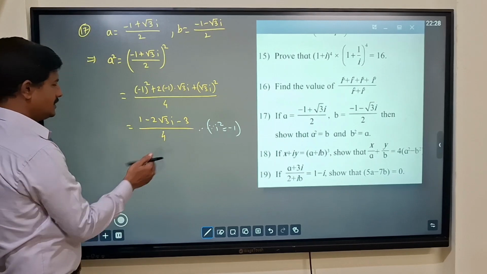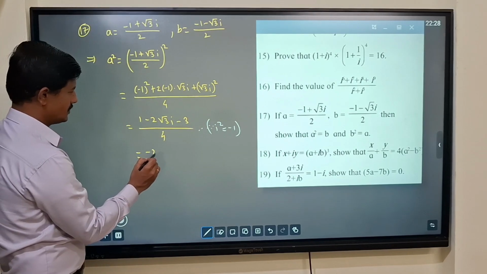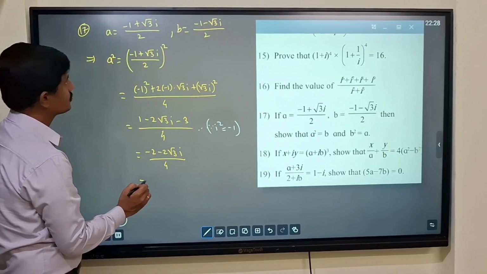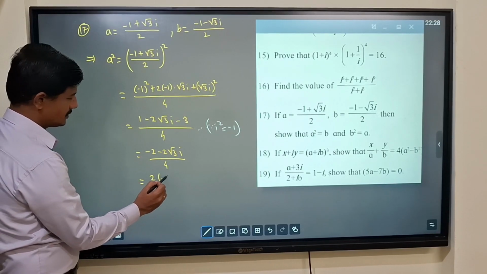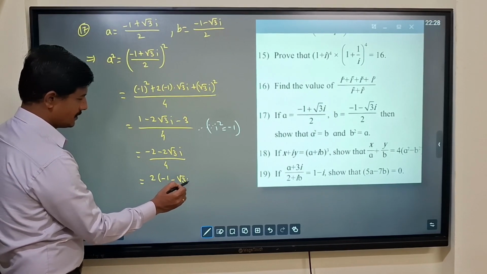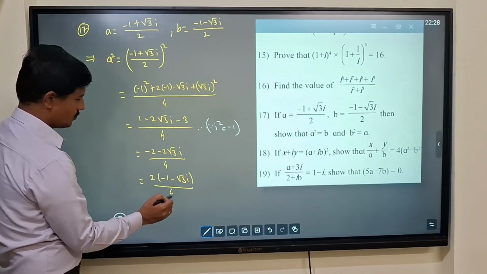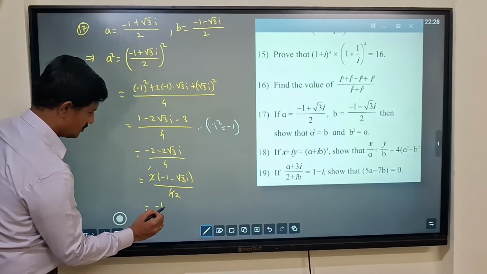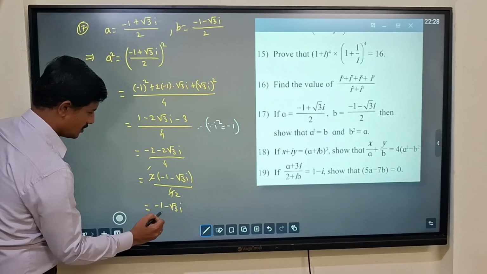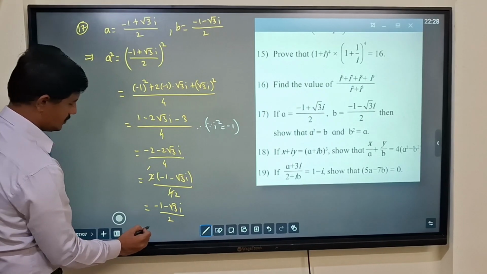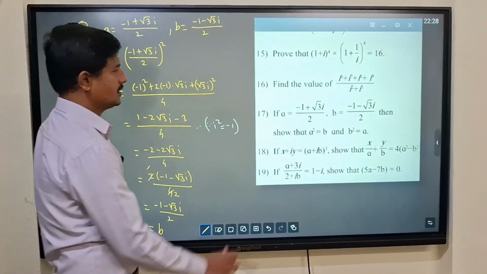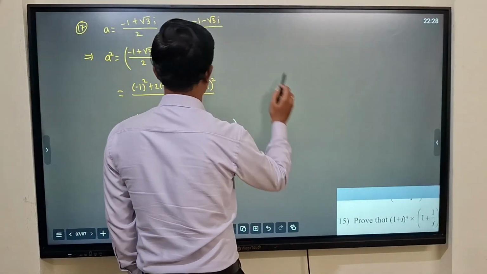Now 1 minus 3 is minus 2, so we get minus 2 root 3 i by 4. So 2 is common, this becomes minus 1 minus root 3 i upon 4, and 2 twos are 4, so this becomes minus 1 minus root 3 i upon 2, that is equal to b. So a square becomes b. Similarly, we want to prove b square is a.